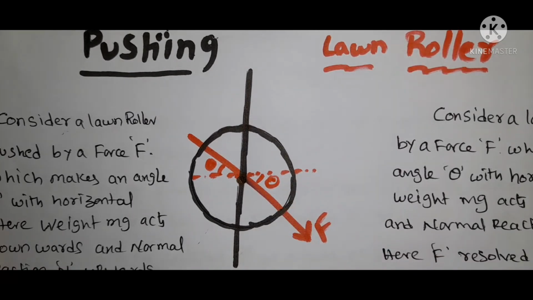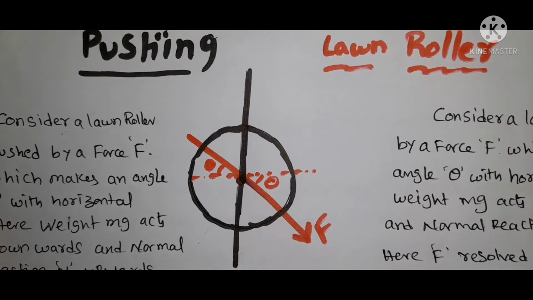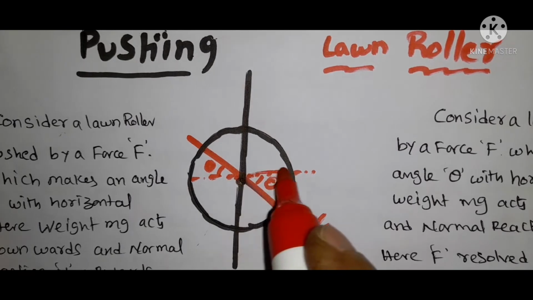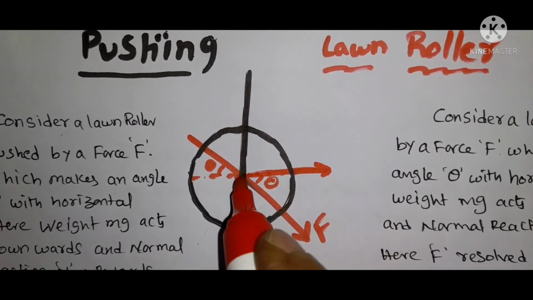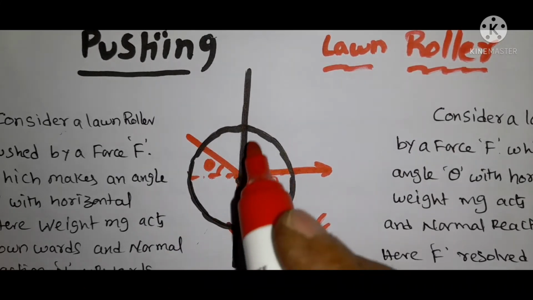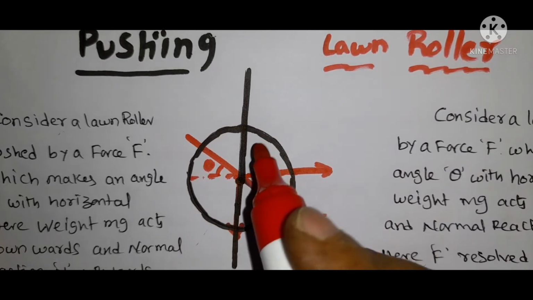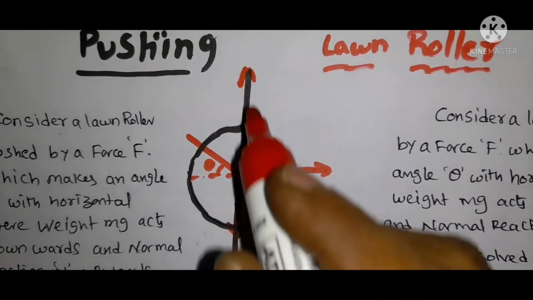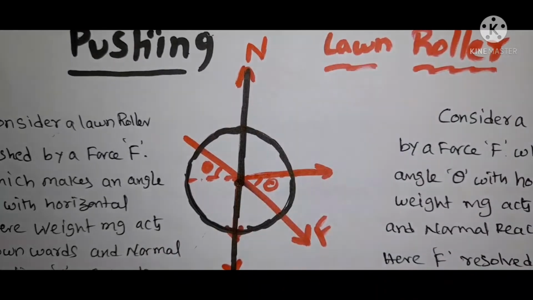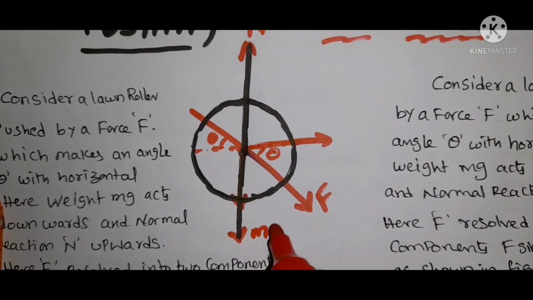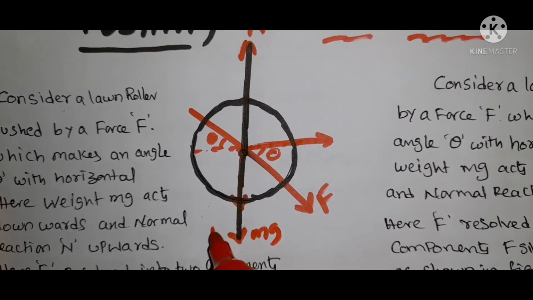Now this force F can be resolved into two components, one in this direction, another in this direction. Before discussing this, two forces act on the lawn roller: one upward, one downward. The upward force is always the normal reaction, represented by the symbol N. The downward force is always the weight, W equal to mg.